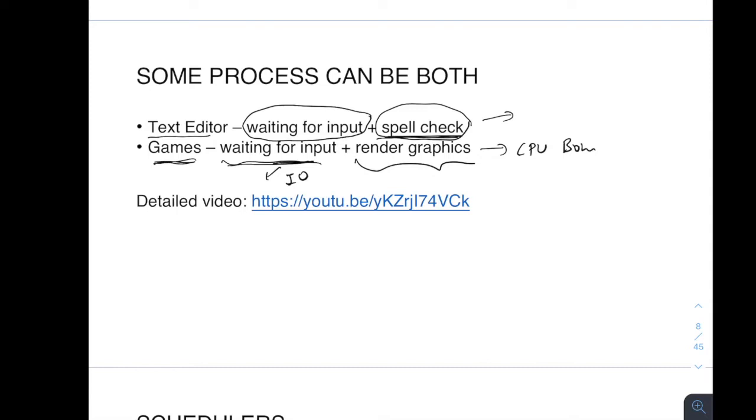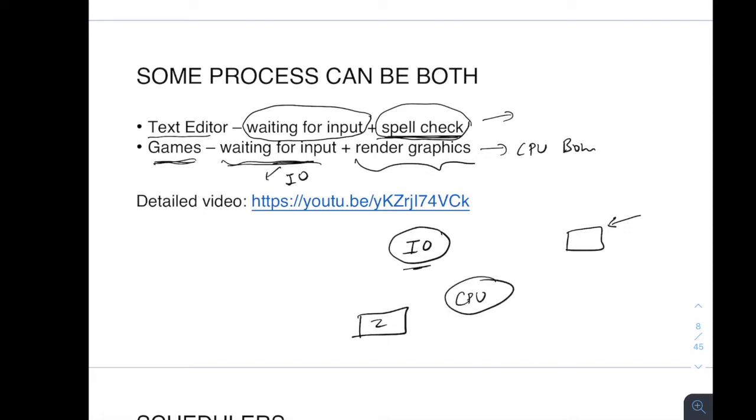And this is very useful for scheduling, because the kernel should always try to have a mixture of both types of process. Let's say the kernel keeps on scheduling only IO processes. What will happen? The IO processes will mostly use the disk and other input output devices. So the input output devices will be busy all the time, but your CPU will be idle most of the time because these are IO processes. Now if you have only CPU bound processes, the CPU will always be busy, but your input output devices will always be idle.